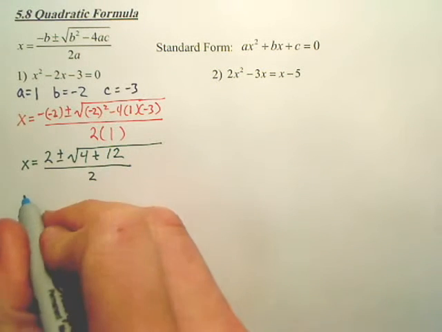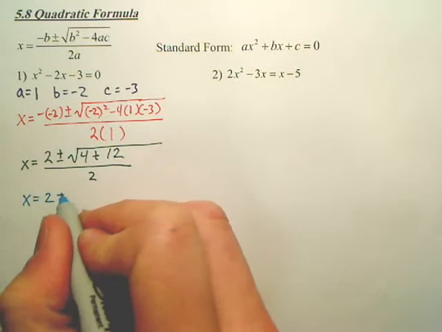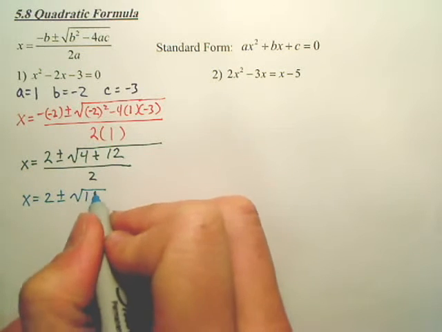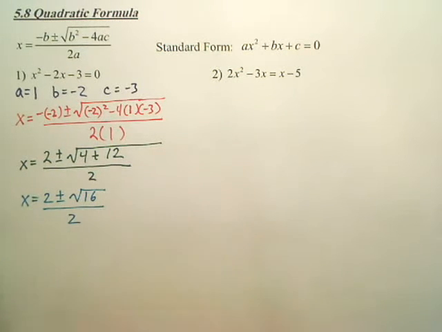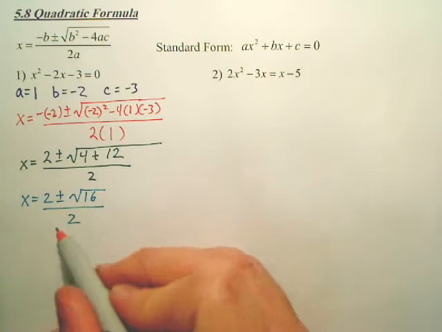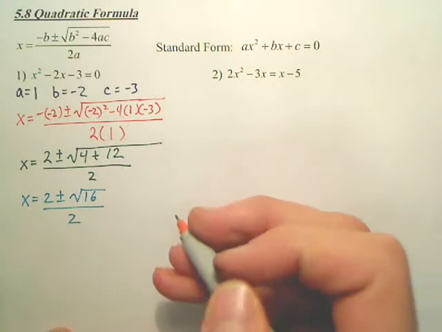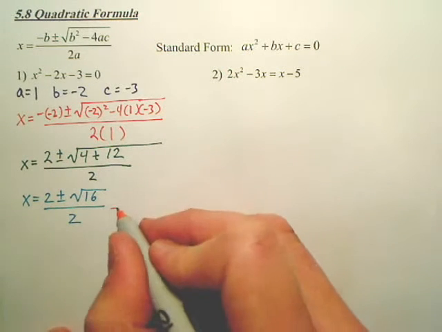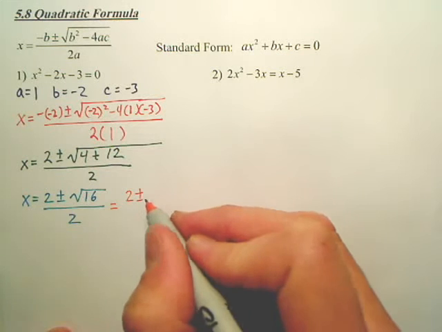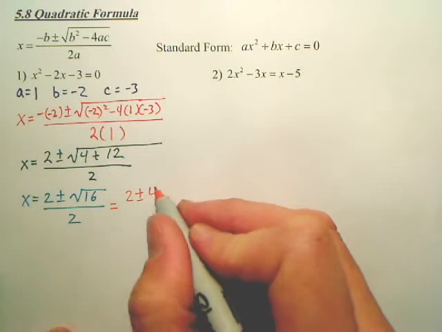Alright, simplify what's in the square root. It looks like we're going to have 2 plus or minus the square root of 16. Now, a lot of times we're done right here. But let's see if we can simplify the square root. Can we? Yes, you should notice that this is 2 plus or minus the square root of 16, which is 4.